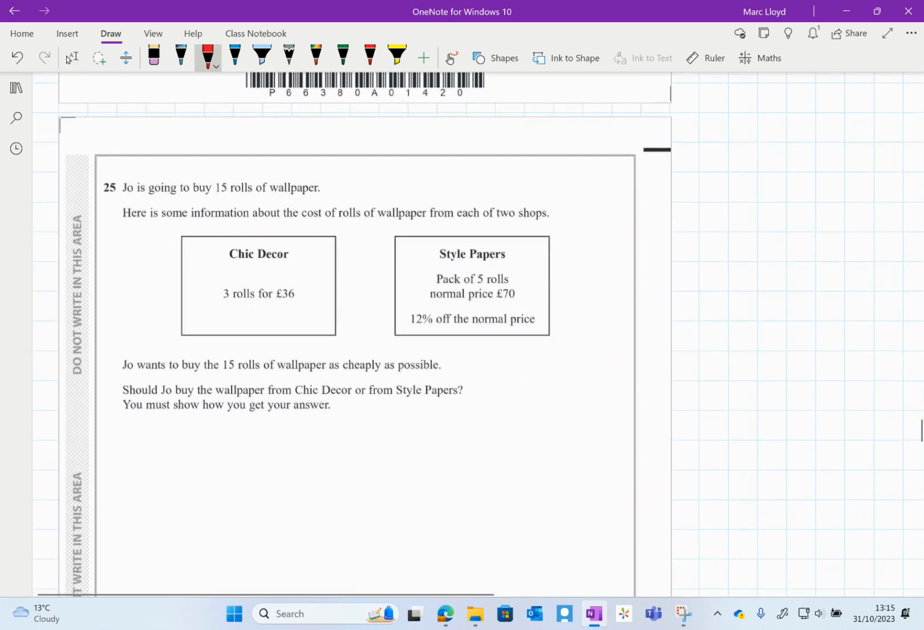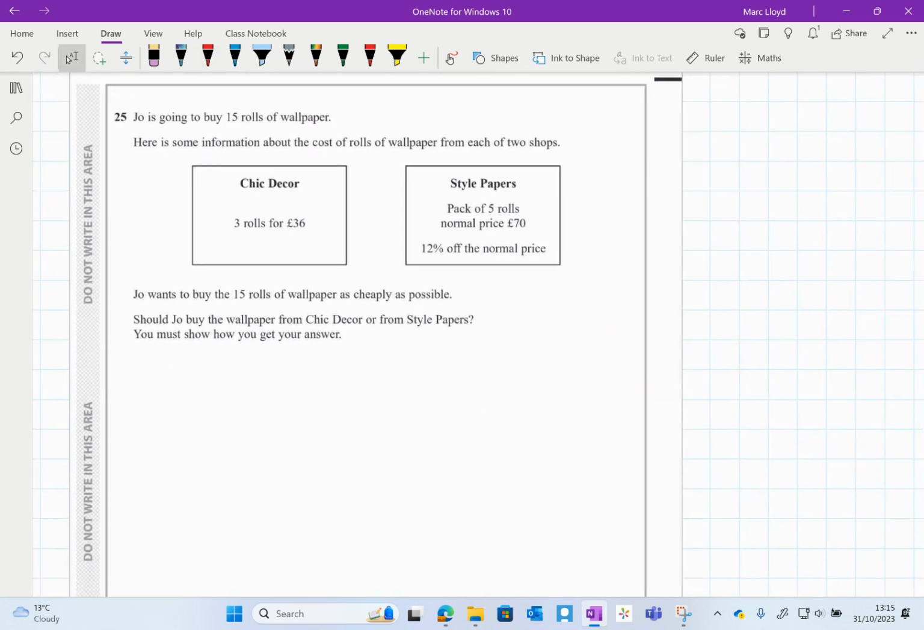Okay. Question 25. Should Joe buy wallpaper from Chick Decor or Star Papers? So 3 rolls is 36 quid. Pack of 5 rolls. I'm going to work out the price of 15 rolls. Right, so £36 times by 5. 36 times 5. So it's £180 for 15 rolls. Doesn't matter because... Oh no, Joey's going to buy 15 rolls. I should have read the question. There we go. It's 180 quid from that first place.